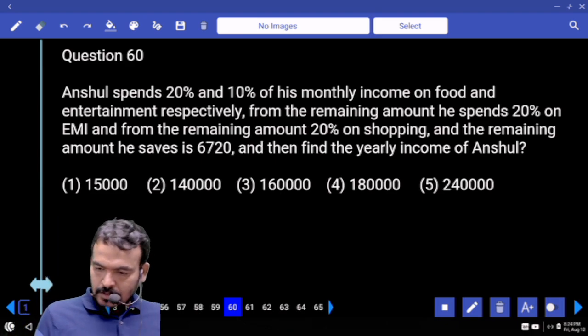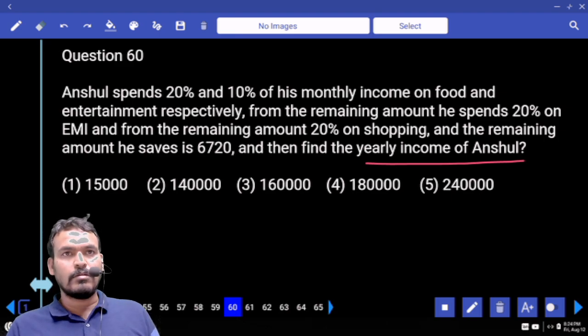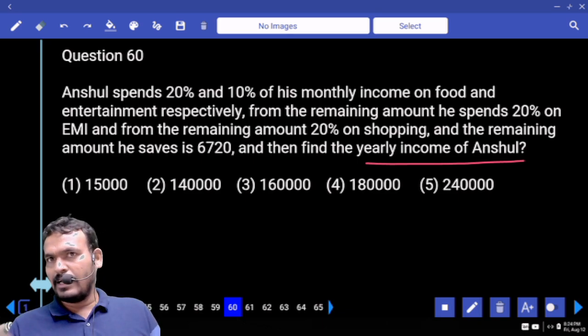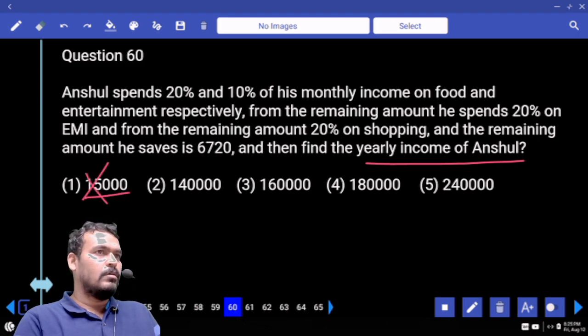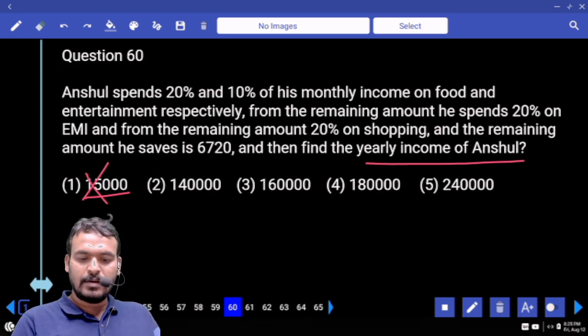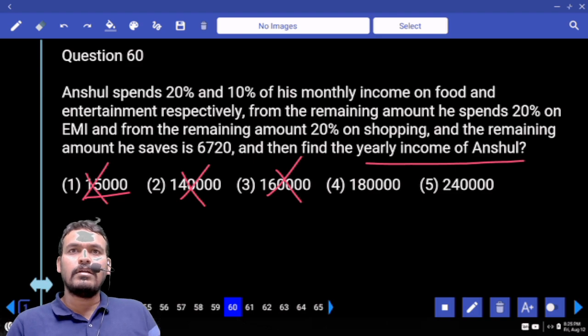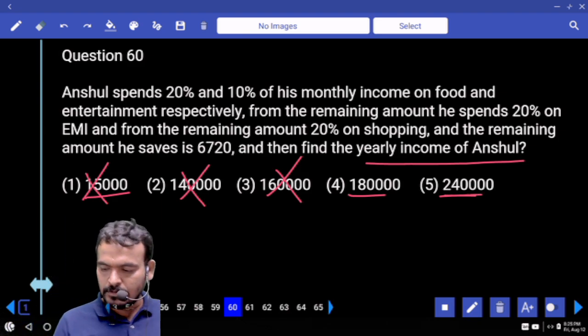Okay. Yearly income, nothing but required 12 months, or only 1 month? 12 months, right? Okay, 12 means it is a multiple of 3 and also a multiple of 4. So the answer must be a multiple of 12. First option, multiple of 12? Yes or no? No. Second option? No. Third option? No. Fourth one? Yes. 12 into 15, 180. Is 240 exactly divisible by 12? How many possibilities? 2 possibilities. Okay.